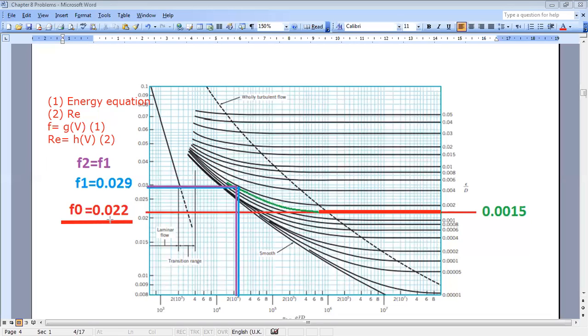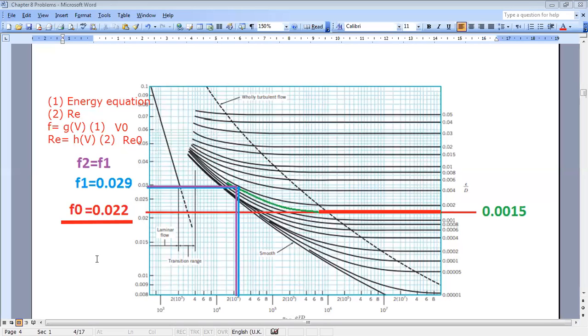So as initial assumption to be able to start my calculation, I will assume this value of F0. Of course, this might not be the accurate value, but how do you know if it's accurate or not? By iteration. Once you have F, you go to equation 1. Since F is a function of V, if you replace F0 by its value in equation 1, you get the velocity. I can get V0, which corresponds to F0. And then when I replace V by its value in the Reynolds equation, I can get Reynolds number 0.